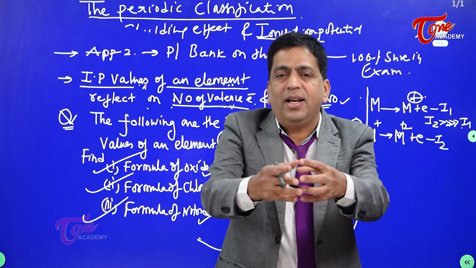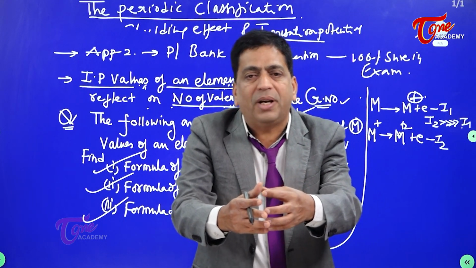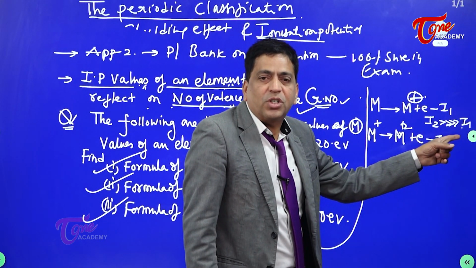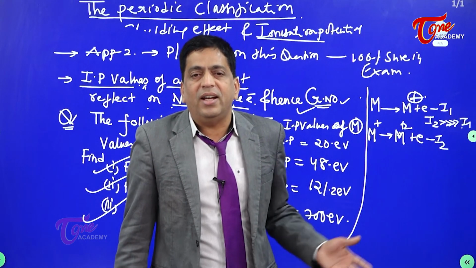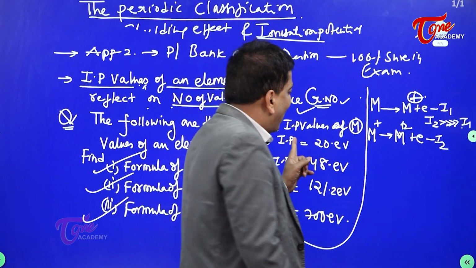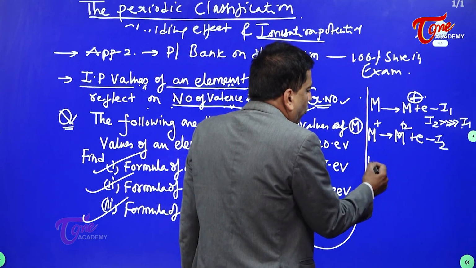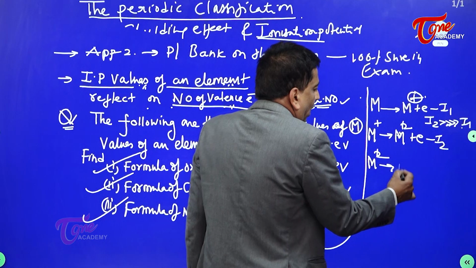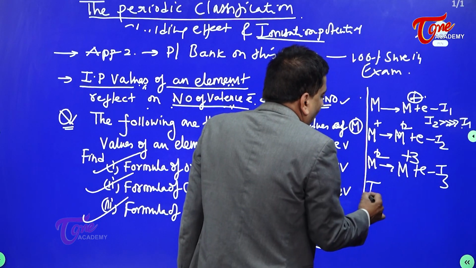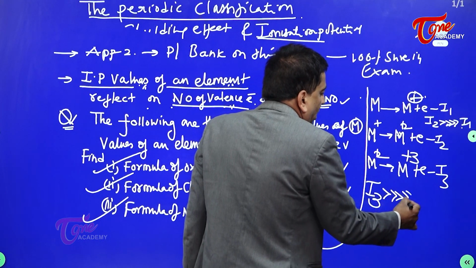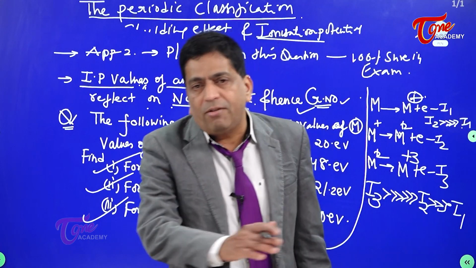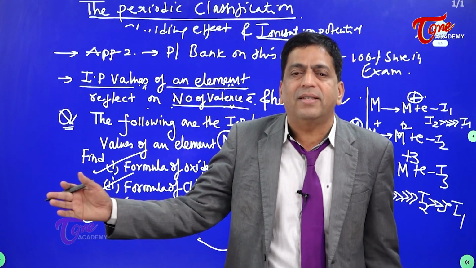And for the shrunk size, again, if you try to remove one more electron, it becomes further difficult for you. So I2 is very much greater than what? The first ionization potential. So the second ionization potential is always greater than the first. Now coming to the third, if you try to remove one more electron to become +3, then I3 will be greater than I2, which is greater than I1. Because whenever you remove one electron from an atom, the size shrinks.